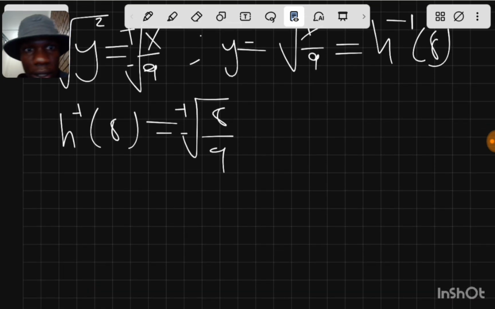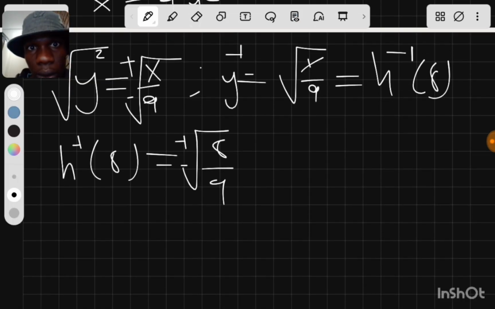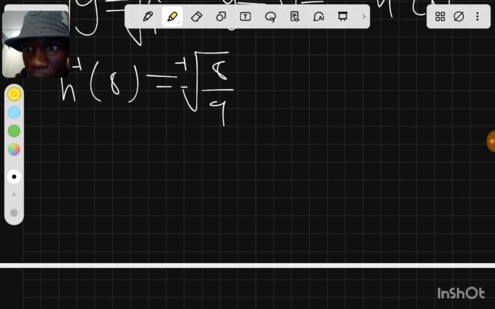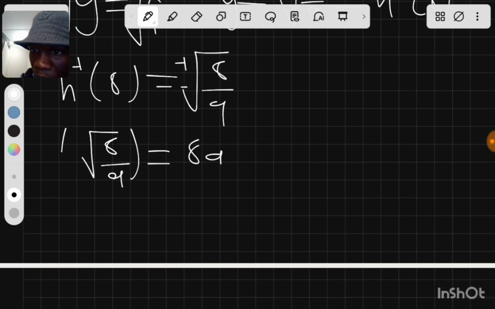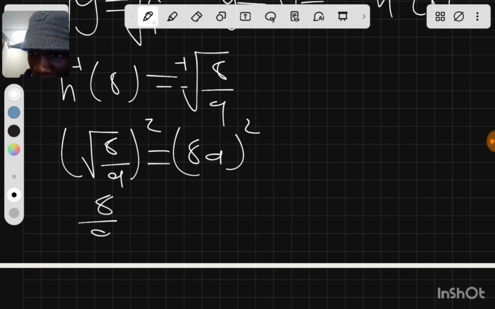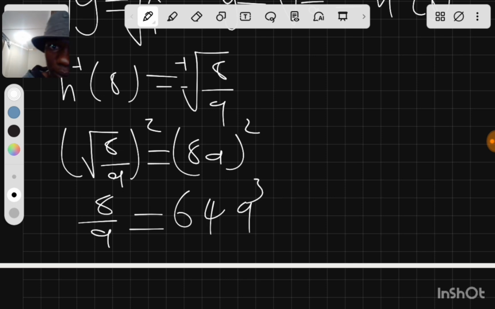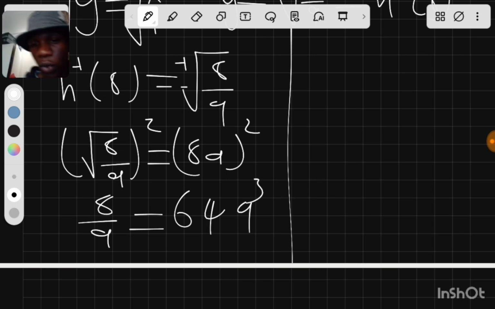Now we equate the two: the square root of 8 over a is equal to 8a. To remove the square root, we square both sides. So we have 8 over a is equal to 64a squared, not cubed. A squared.